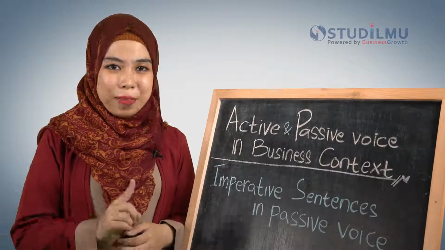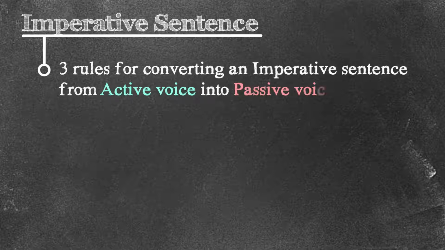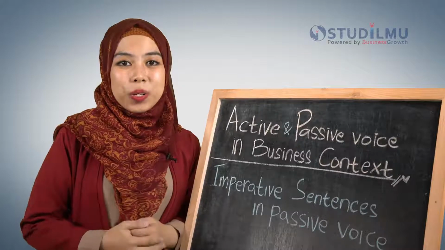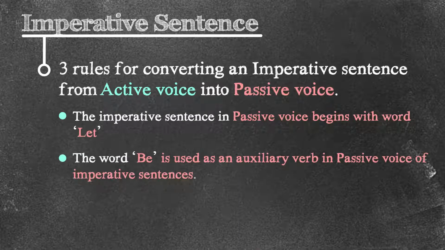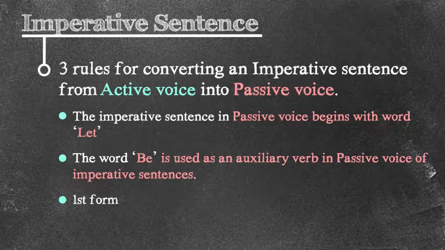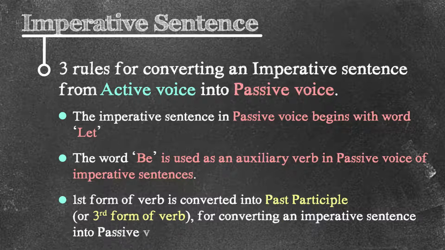What are they? The first one is that the imperative sentence in passive voice begins with the word let. The second rule is that the word be is used as an auxiliary verb in the passive voice of imperative sentences. And the last rule is that the first form of the verb is converted into the past participle, or third form of the verb.